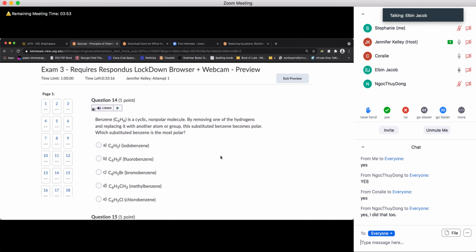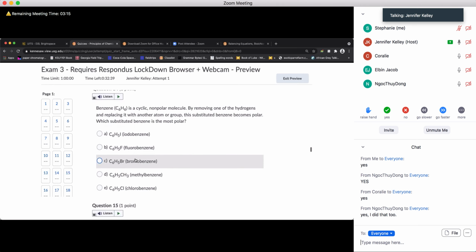Wouldn't it be B for this one? Because since it has an F, it can form hydrogen bonds. Yes, that is correct. And for the next one, you can look, they're identical except for the last atom. One of them has chlorine, one of them has CH3, but that's not polar at all. So you can mark D out altogether. So you're just comparing Cl, Br, F, and I. Since F is the most electronegative atom, that's going to be the most polar molecule.